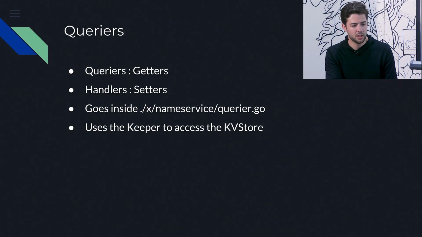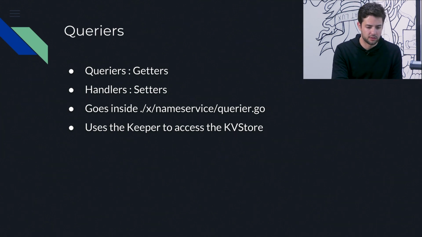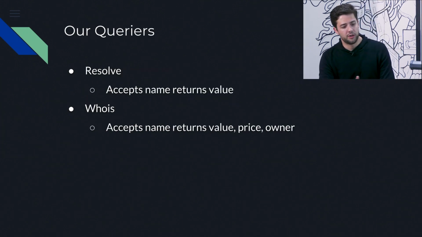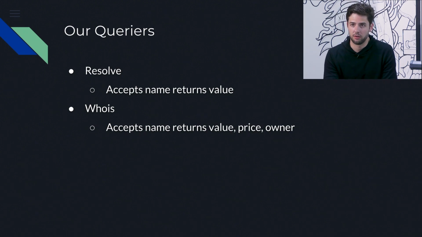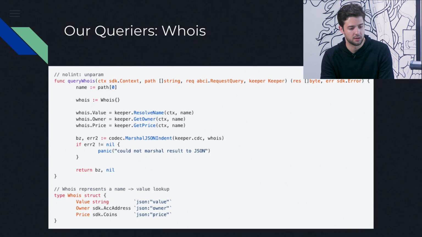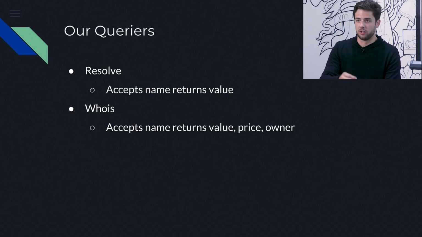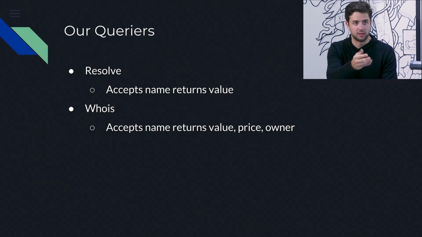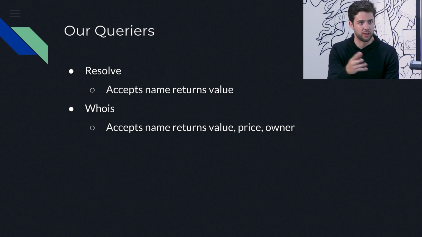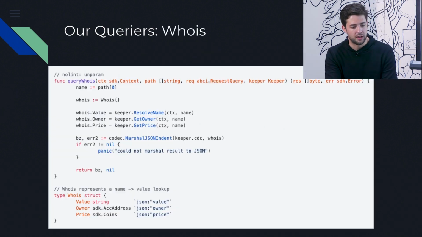Awesome. So we just talked about handlers. Now we'll talk about some queriers. The two queries that we want to have: we want to accept a name and return a value, and we want to return all the data about that name, the value, the price, and the owner. We'll define two queriers for this. The second one is the more complicated one. The first one is just going to call that getter, as you mentioned, and then return that data, essentially. So really kind of a wrapper method. But again, more complex logic is possible in these queriers.